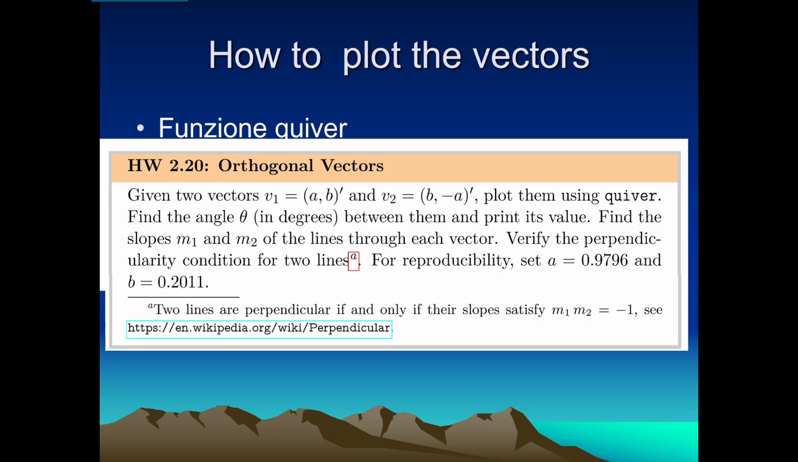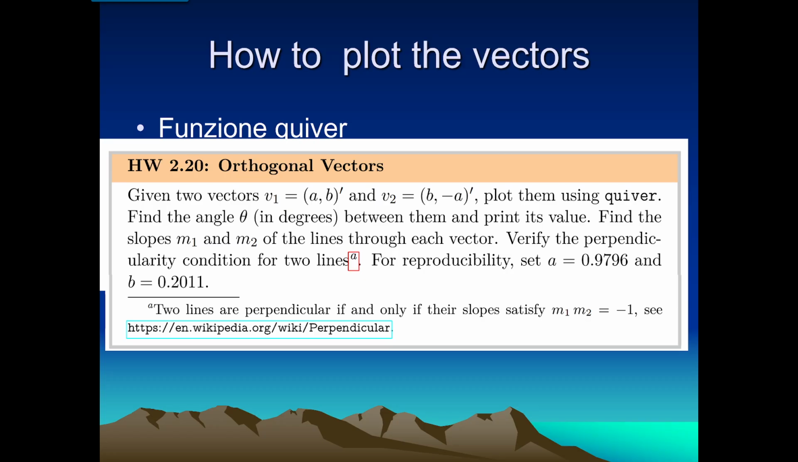Now, how do you plot the vector? With the function quiver. Quiver is the thing where you put the arrows. Have you ever seen the Indians, they have the quivers, with the arrows behind them, and they take the arrows out? That's the quiver.